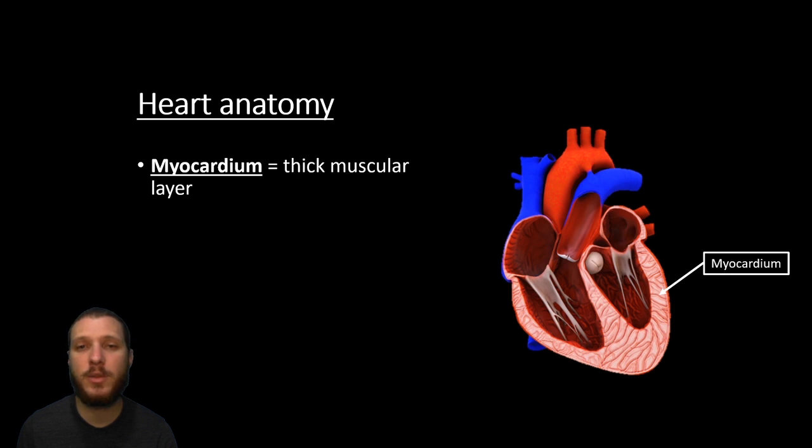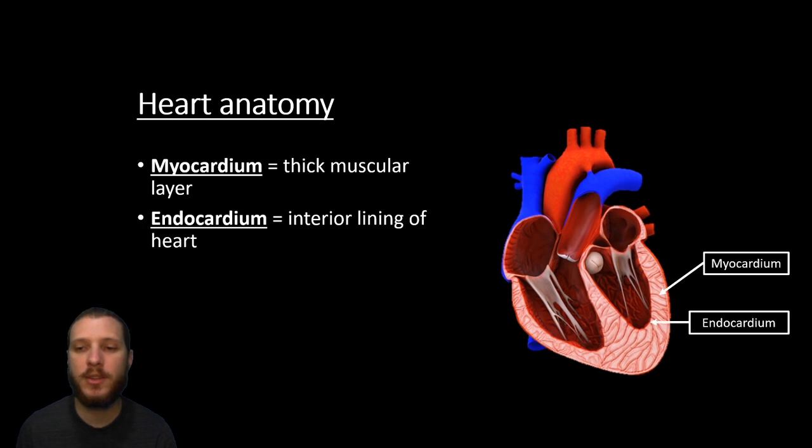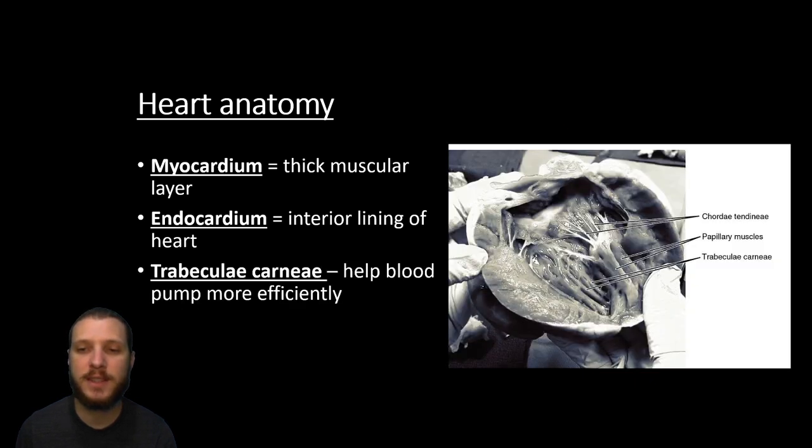As we said, there's going to be a very muscular component to the heart because it's constantly contracting and relaxing. And this is going to be known as the myocardium here. And then the endocardium is just the inner lining attached to that muscular layer. If we kind of dissect the heart and look inside, there's going to be these kind of grooves that help the blood flow in and out. They're called trabeculae carneae. I'm not going to ask a lot about them, but if you ever look at a heart, you'll see these distinct grooves within it.